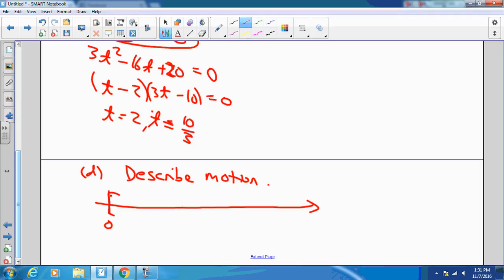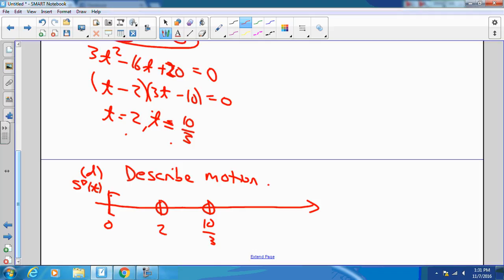drawing for ourselves a well-labeled number line, labeled with velocity or S prime. And then on that well-labeled number line, we're going to put the 2 zeros that we found here, 2 and 10 over 3, which is 3 1/3, like that. And those are the places where the velocity is 0.